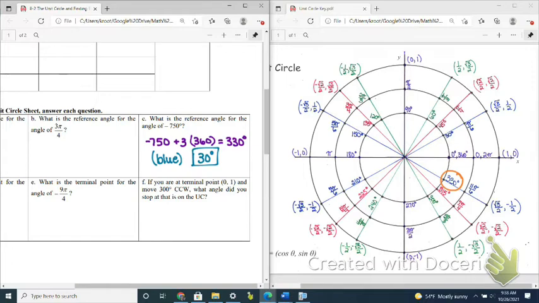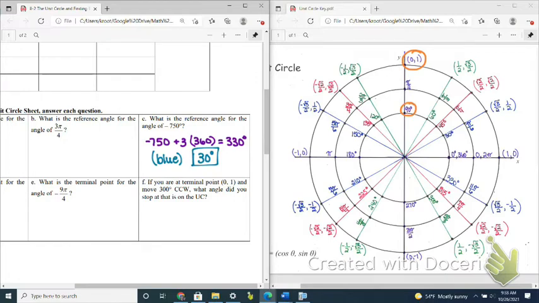While we're here, let's do F before I have to go or scroll back over. It says, if you are at a terminal point of 0, 1. So let's find on my unit circle, where is 0, 1? So 0, 1 is right here. Okay, that is 90 degrees.